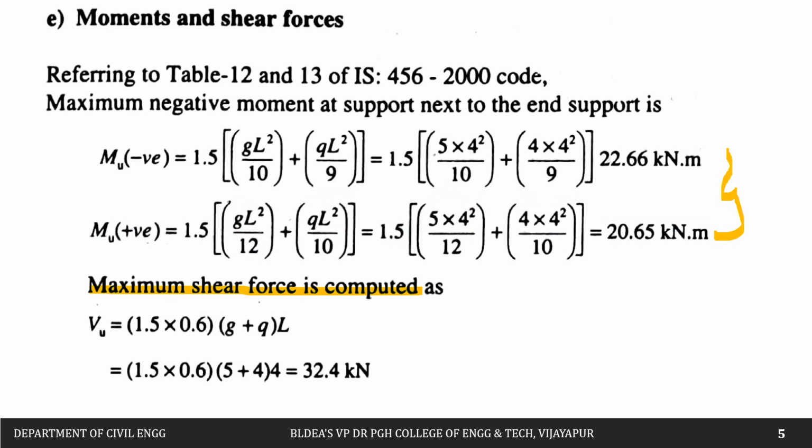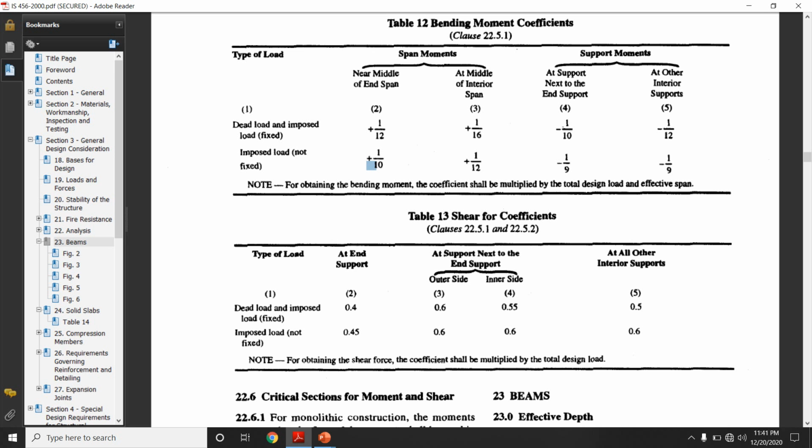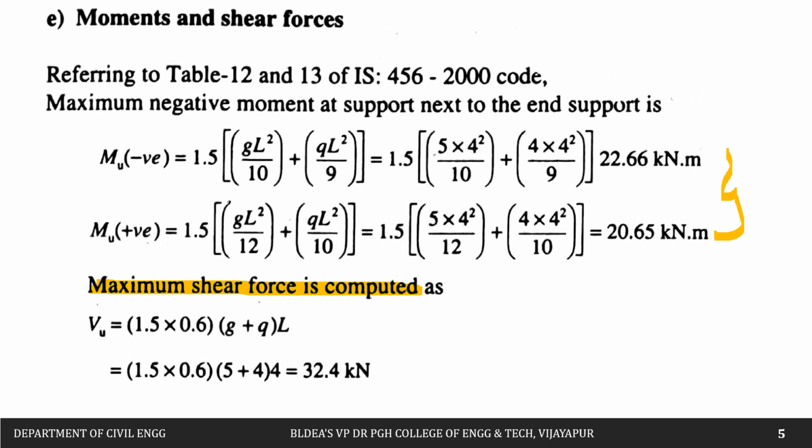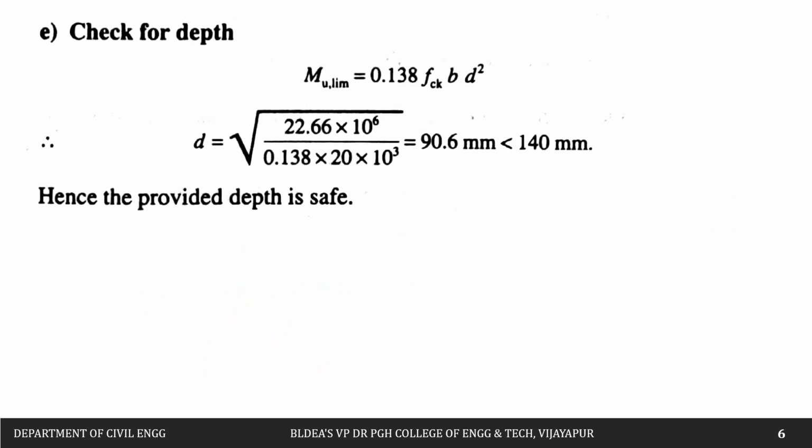Then next let us try to calculate the maximum shear force. So we have to refer table number 13 for shear force coefficient. So if you see at support for dead load it is 0.4, and this is the maximum what we can have, therefore we will use 0.6 multiplied by dead load plus live load multiplied by L, that is 5 plus 4, L is 4 multiplied by 0.6, which is multiplied by 1.5, so as to get the ultimate shear. So we'll be getting the answer as 32.4 kilonewtons.